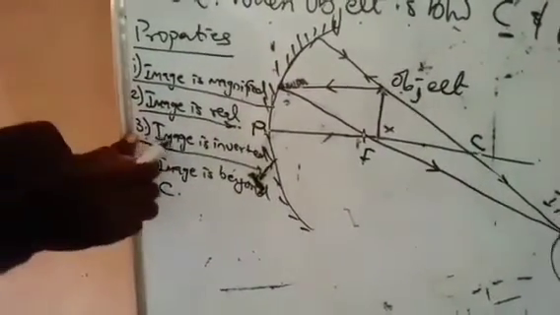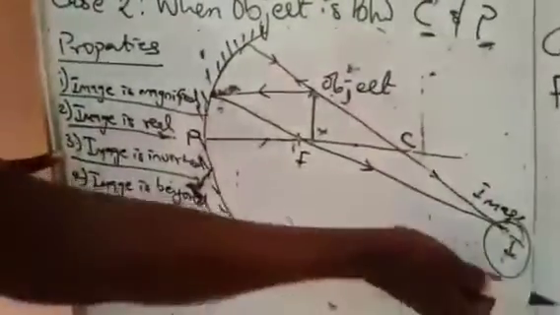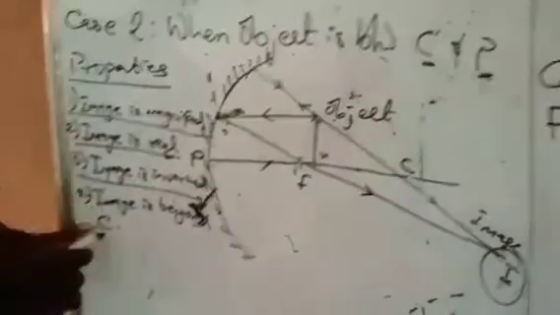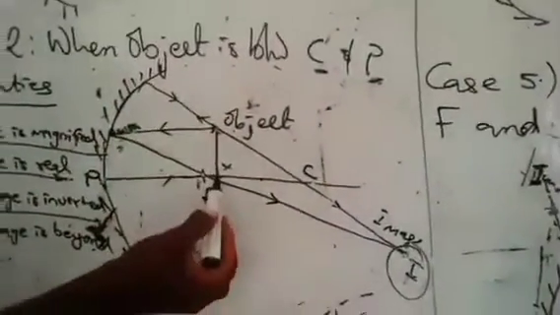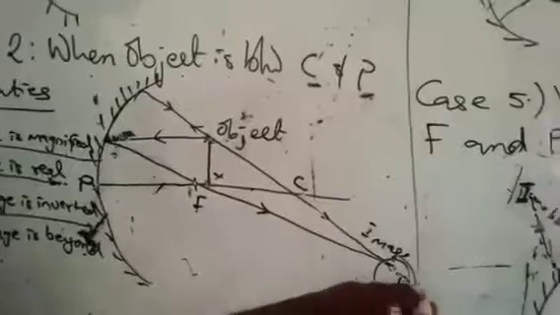Now, the third one says the image is inverted. This is because it is forming below the principal axis. So that's why it is inverted. And finally, the image is formed beyond C, that is beyond the center of curvature. Once you place your object between the center of curvature and the pole, the image will be formed beyond the center of curvature.